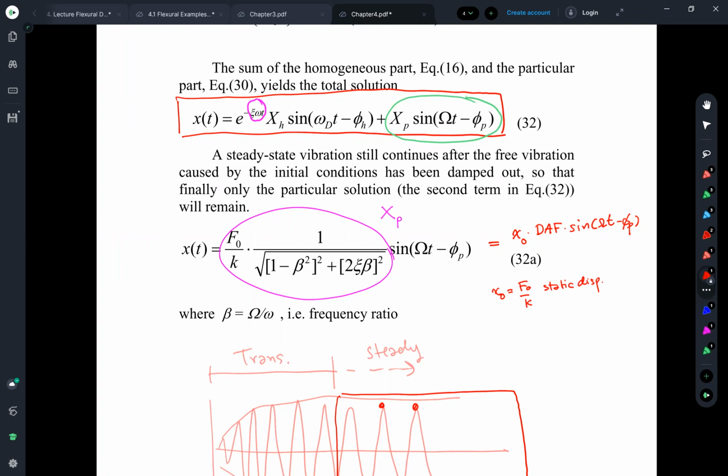So that's why the DAF has a big name. In many design codes, they ask the engineer to compute this DAF. When they want us to design the building or the bridge, they ask us to use this number, DAF, multiplied with the static displacement or the static internal force, and design the building accordingly.